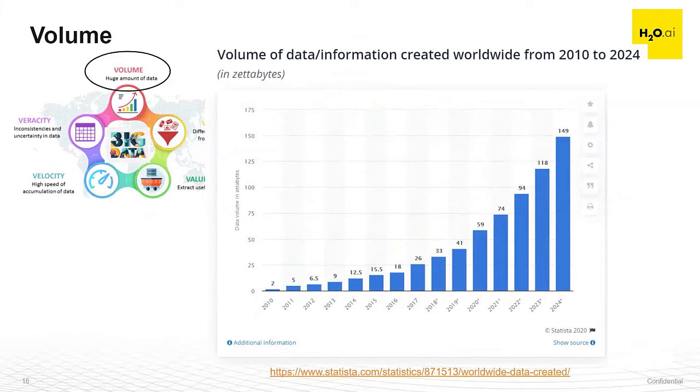This is a chart from Statista about the growth of big data from 2010 to 2024. We know that there is continuous growth of big data, and I don't think this trend will change anyway. We just keep going and growing. So we need to think about what are the technologies and methods to store the data and how to access the data efficiently. That's the first V of big data.